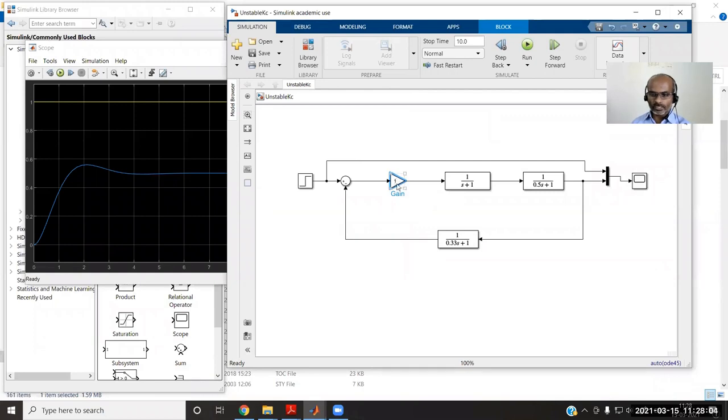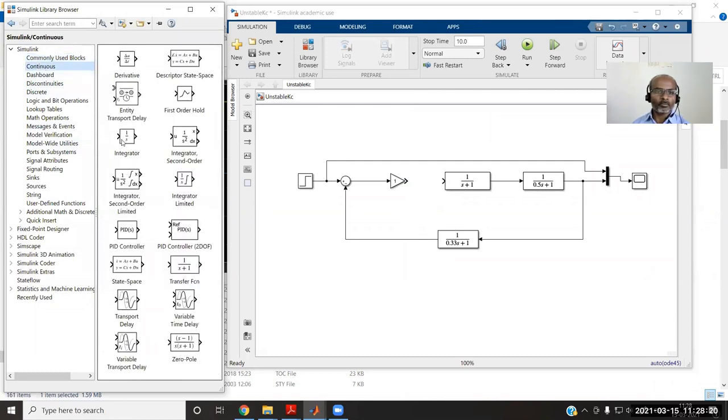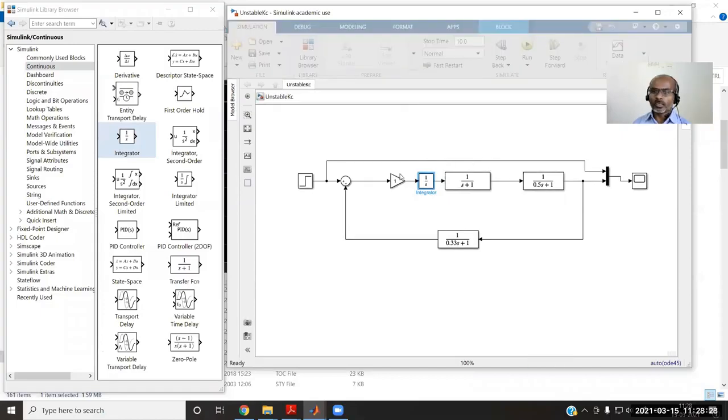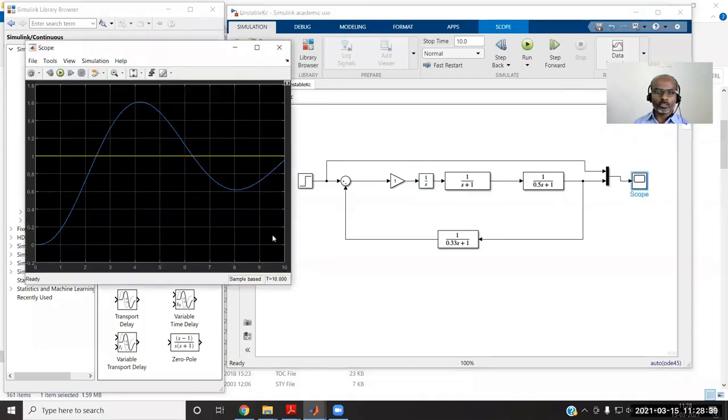So how do we make this a PI controller? We can add an integral one. So now the integrator is having a value of 1 by tau is. This tau is also 1, so Kc is also equal to 1. So you can see the output. The output is settling at a value of 1.